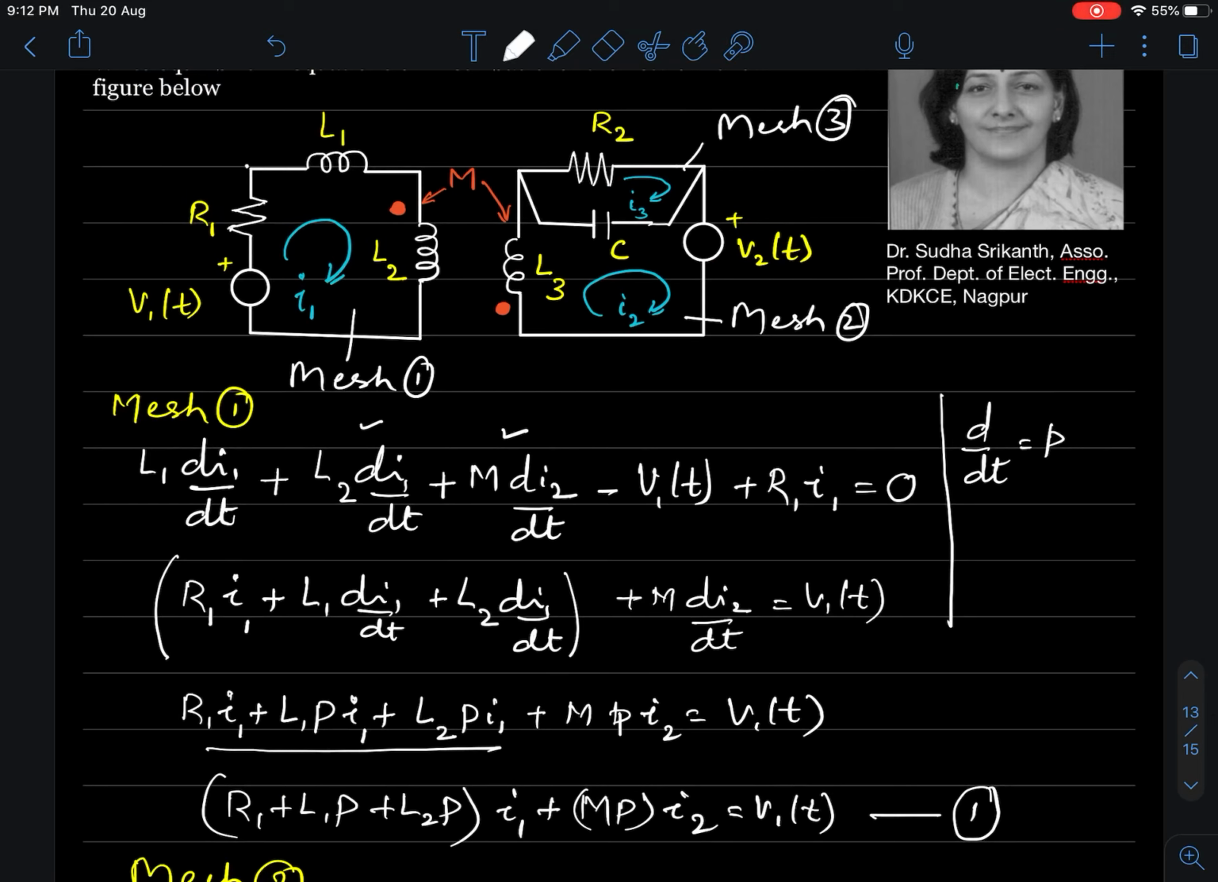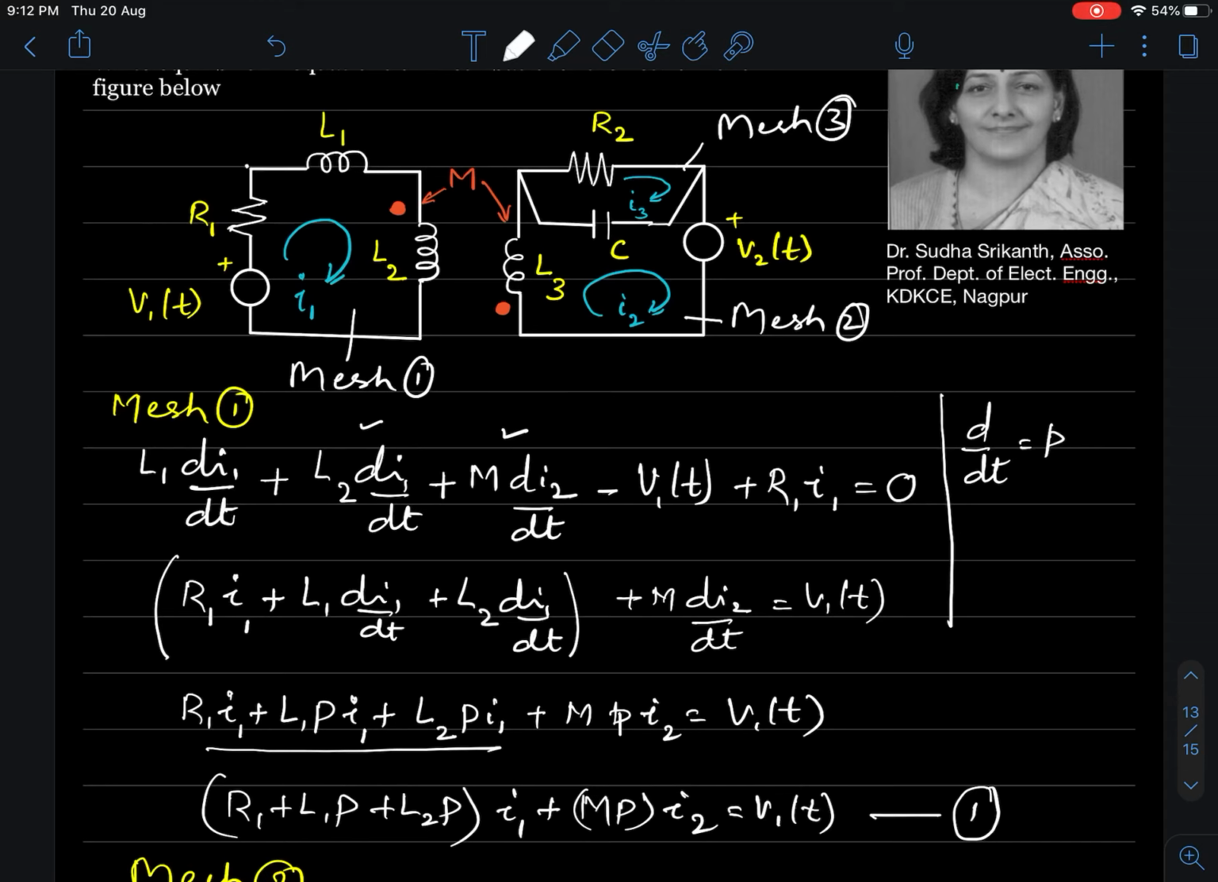Okay, so it's absolutely simple. There's nothing complicated about the dot convention. All you have to know is whether the current enters the dot or the current leaves the dot. That's all. I suppose this is simple and easy enough.